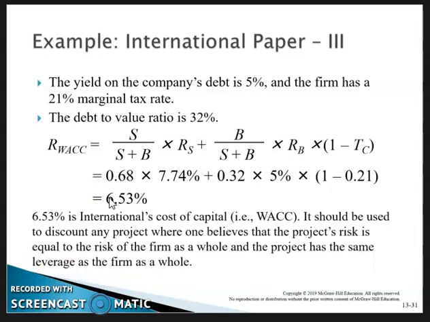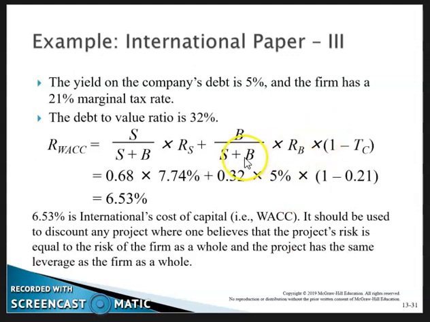So International Paper's weighted average cost of capital is 6.53%. It should be used for any project where you believe that the project risk is equal to the risk of the firm as a whole. The project also has to have the same leverage as the firm as a whole.